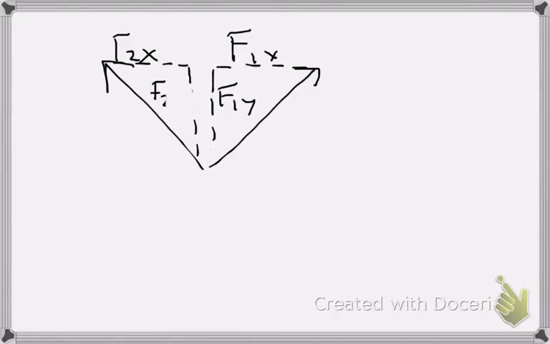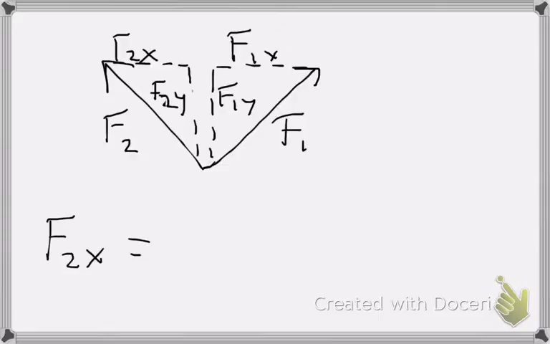I need to get my x's and y's straight here. So that's F2y, and that's F1y. There we go, everything's back to normal. So that's F2 and F1. Those are their hypotenuses, C's, whatever we want to call them. And now we can do some trig.